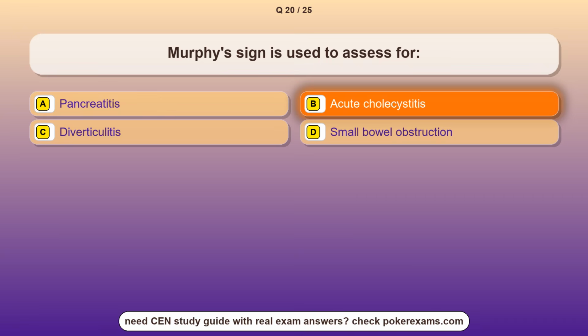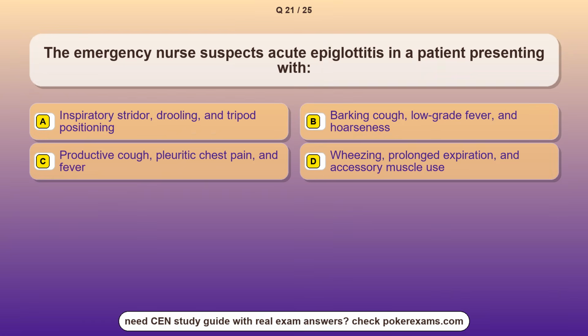The correct answer is option B, acute cholecystitis. Question 21. The emergency nurse suspects acute epiglottitis in a patient presenting with: Option A, inspiratory stridor, drooling, and tripod positioning. Option B, barking cough, low-grade fever, and hoarseness. Option C, productive cough, pleuritic chest pain, and fever. Option D, wheezing, prolonged expiration, and accessory muscle use.